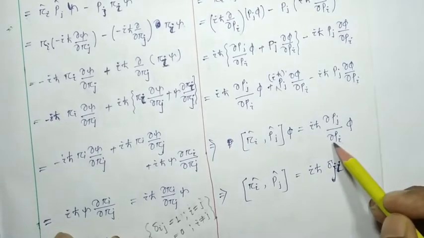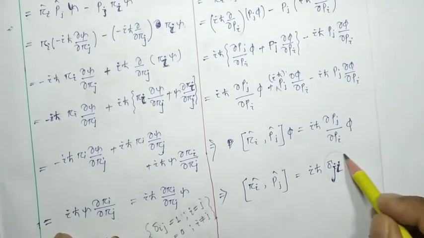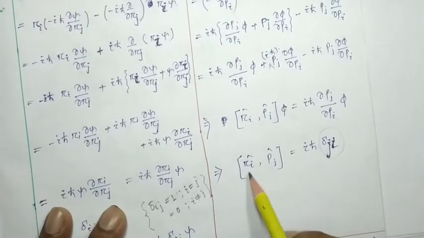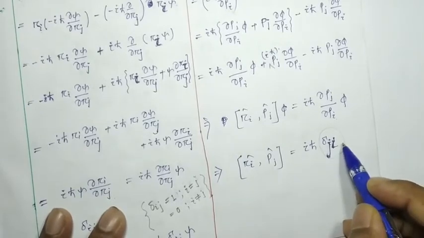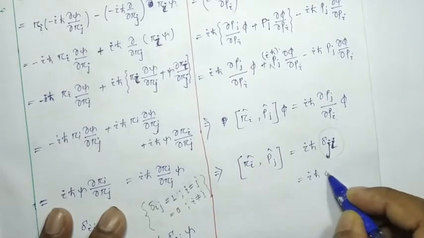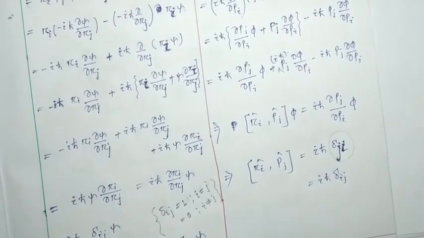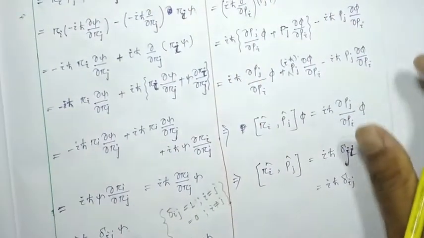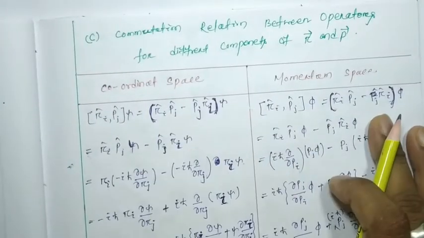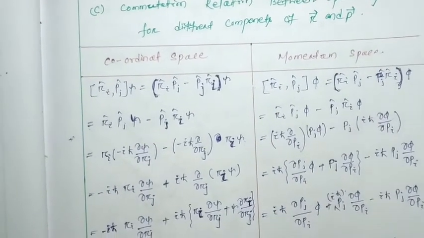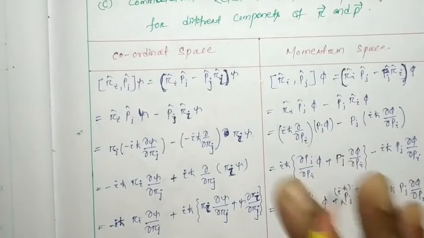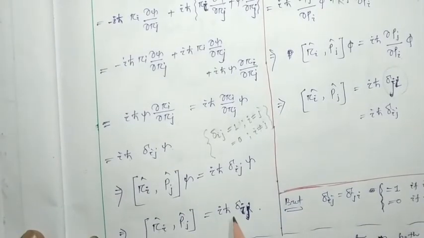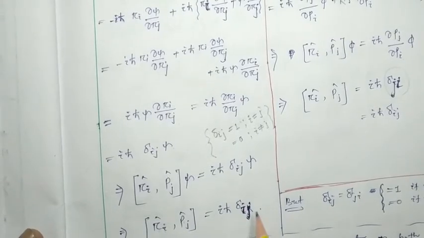So simply, instead of this one, I can write the Kronecker delta ij. So the commutator of R_i and P_j will be equal to iℏ δ_ij. So both in coordinate space and momentum space, we found that the commutation between any two components belonging to position and momentum will, in generalized form, be iℏ Kronecker delta ij.